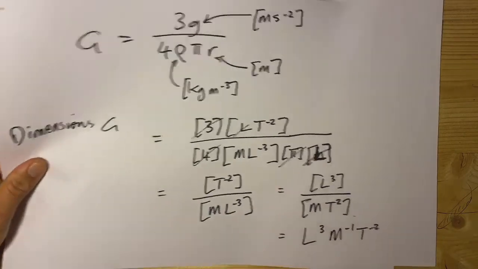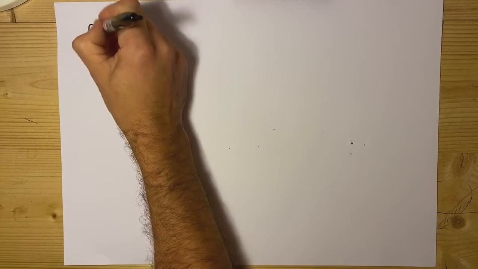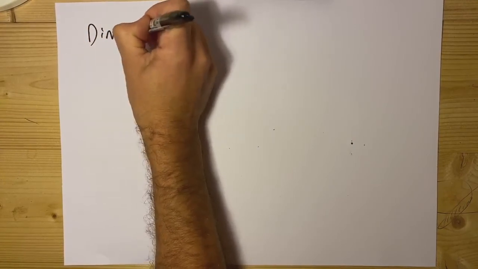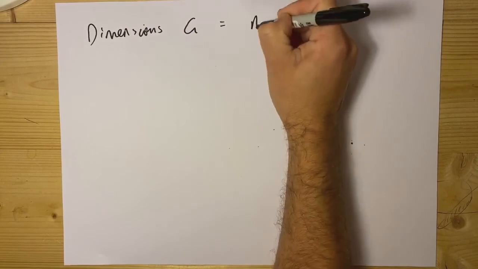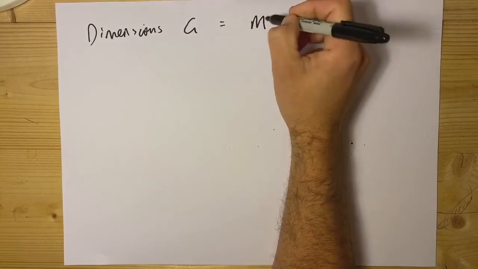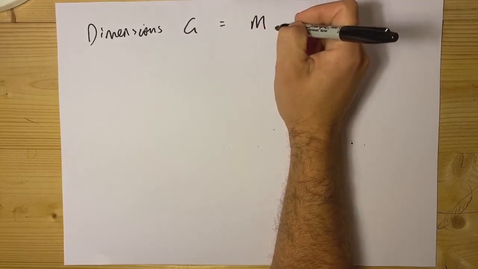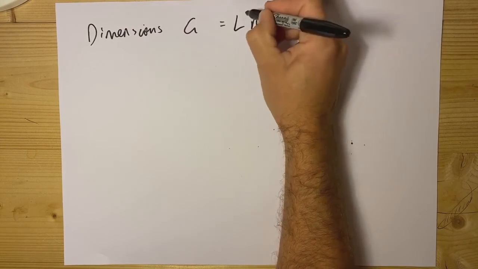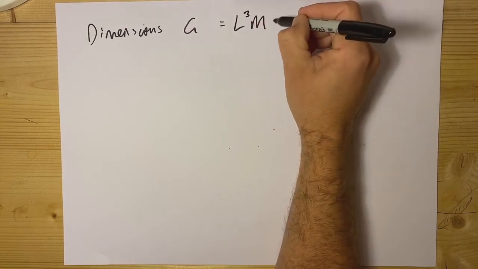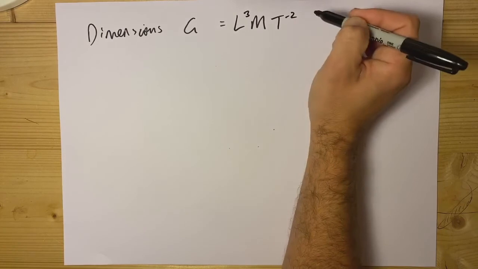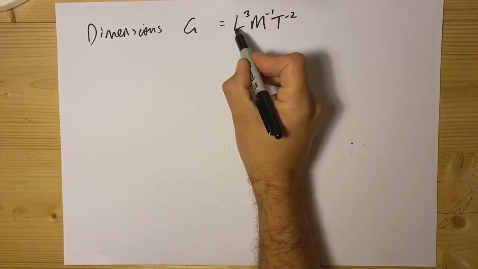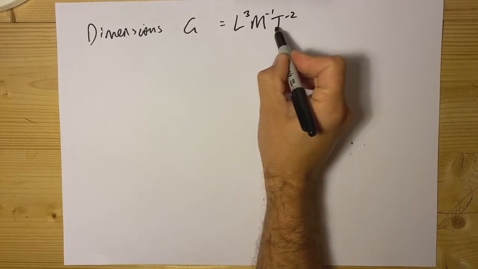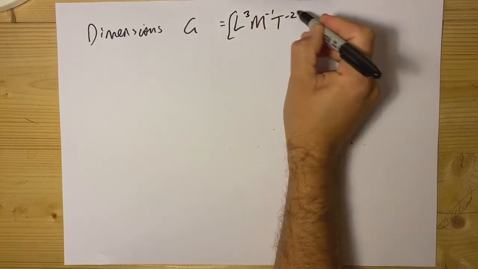Okay, now I ask you about the units. So let's write down our dimensions of G again. Dimensions of G are length cubed per mass per time squared. That's what we were left with.